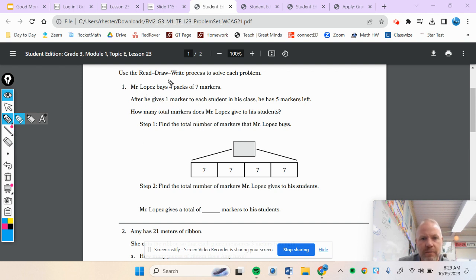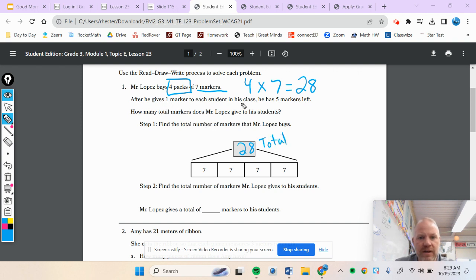Number 1, Mr. Lopez buys 4 packs of 7. Now 4 packs of 7 is 4 groups of 7. Here's the picture, 4 groups of 7. Now we think, okay, 4, 8, 12, 16, 20, 24, 28. So 28 is 4 groups of 7. So I know that there's 28 total.